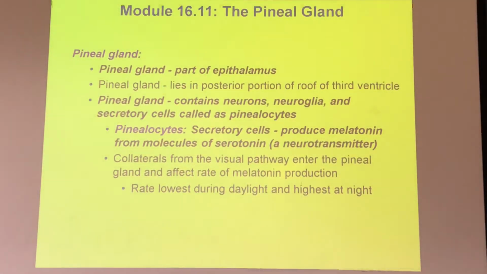Okay, so next is the pineal gland. It's part of the epithalamus. So in the brain, you must know the hypothalamus, thalamus, and epithalamus, which is on the opposite side of the pituitary gland. It contains neurons, glial cells, and some cells which secrete, called pinealocytes. These are the secretory cells which produce melatonin from molecules of serotonin.